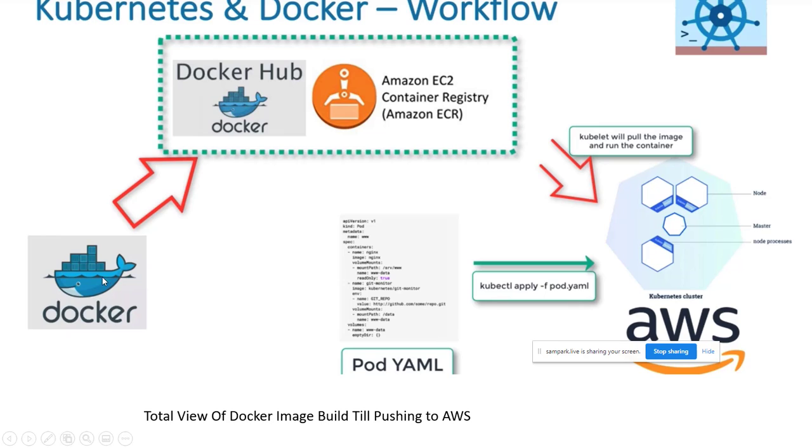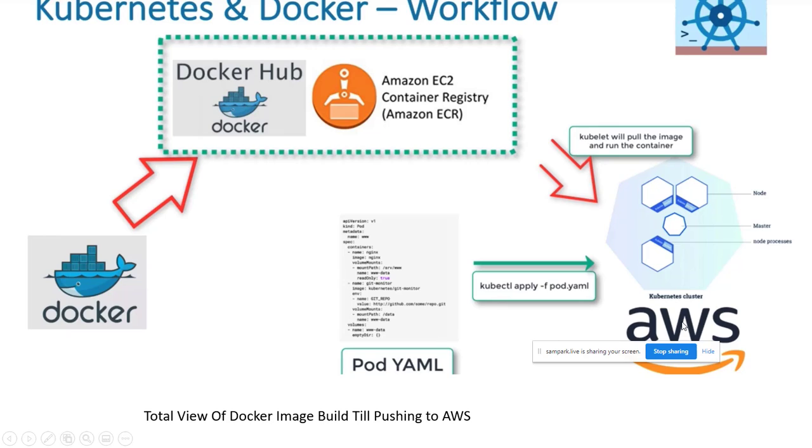So basically, you're pushing the Docker image to Docker Hub or to Amazon ECR, and then after that, you refer to your Docker image here in this pod YAML file, and then you write this command: kubectl apply -f pod.yaml. This is a YAML file, and when you write this command, automatically this file will be sent to the AWS API server on the cluster, on the EC2.